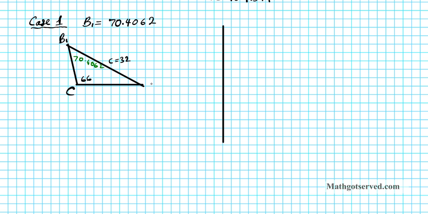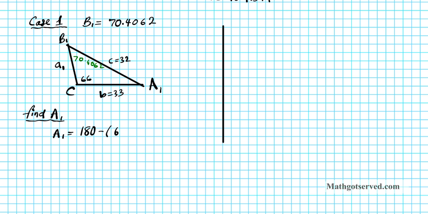Now we need to find big A. We're going to call it A1. And we also know that little b is 33. And we also have to find little a1. So these are the measures for triangle 1 that we need to find. Let's go ahead and solve this triangle completely, then we'll go to case 2. All right, so for case 1, what can we find next? Notice we have two angles. We can use the triangle angle sum theorem to find A1.